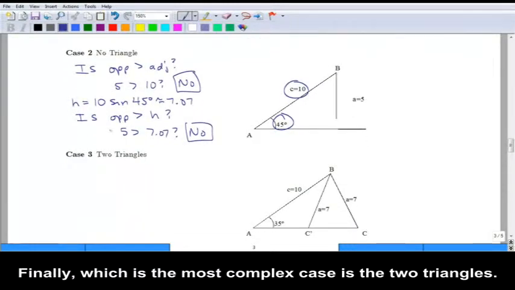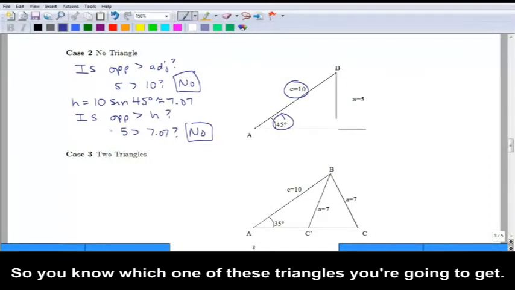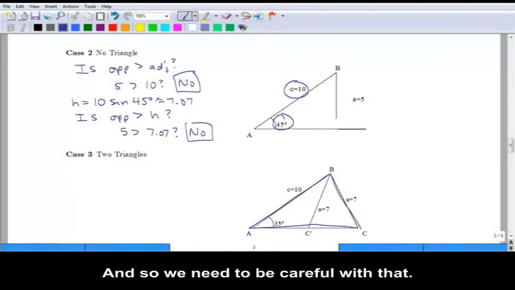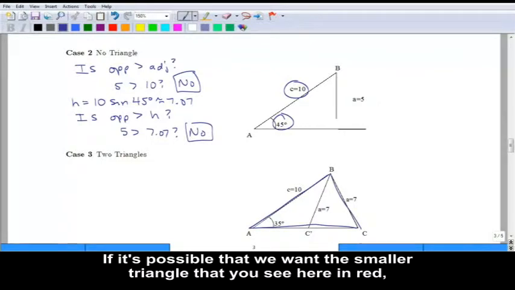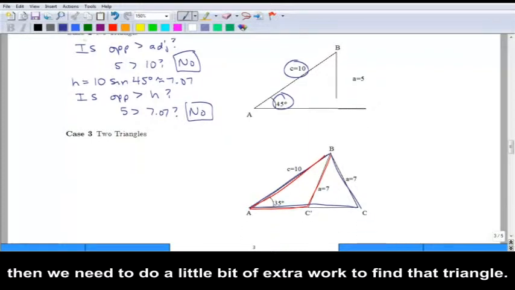Finally, which is the most complex case, is the two triangles. Ultimately, you should know what shape you're looking for when you're dealing with applications, so you know which one of these triangles you're going to get, but the law of sines is always going to produce this bigger triangle here. And so we need to be careful with that. If it's possible that we want the smaller triangle that you see here in red, then we need to do a little bit of extra work to find that triangle.